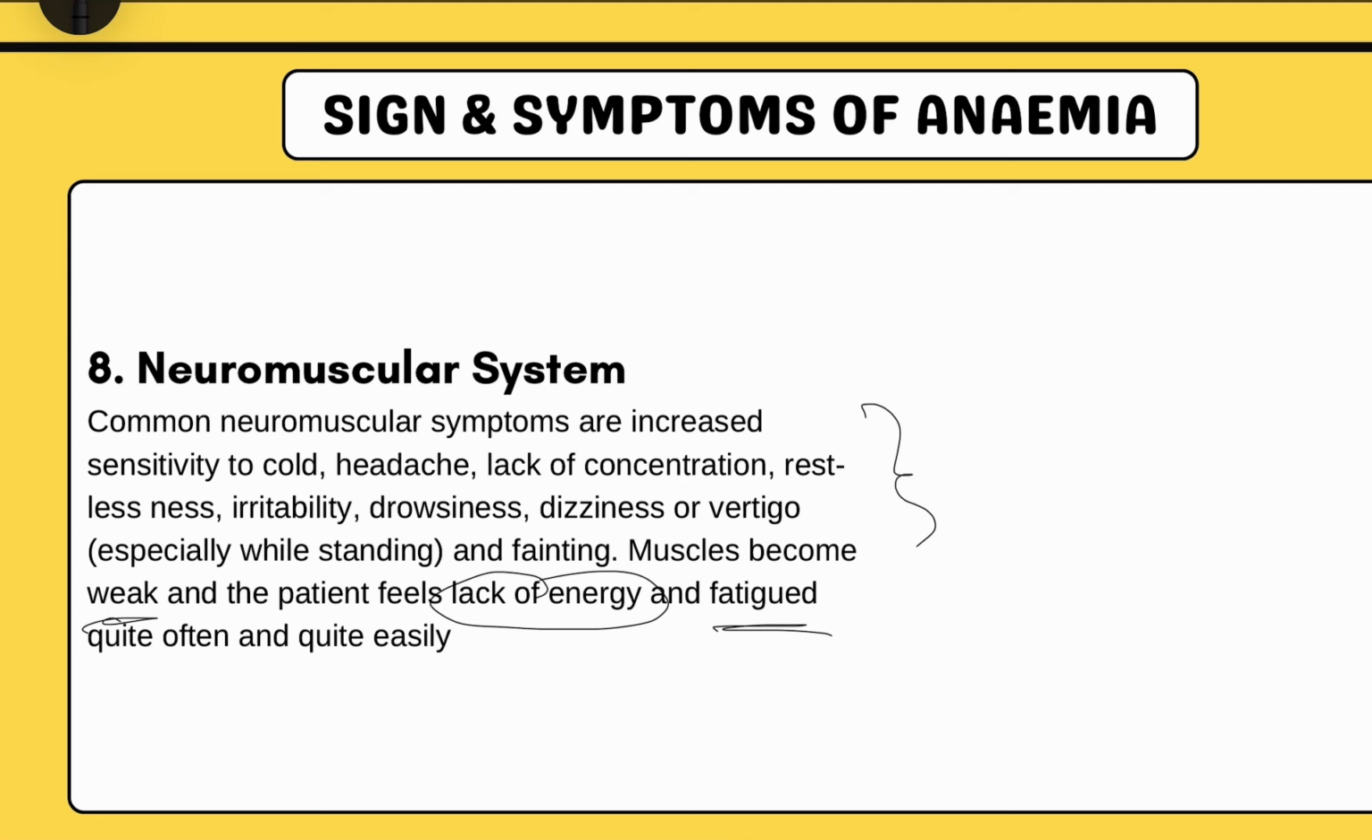So with this we come to the end of today's video, and we have studied about the types of anemia, its causes, morphological and etiological factors, and the signs and symptoms of anemia.